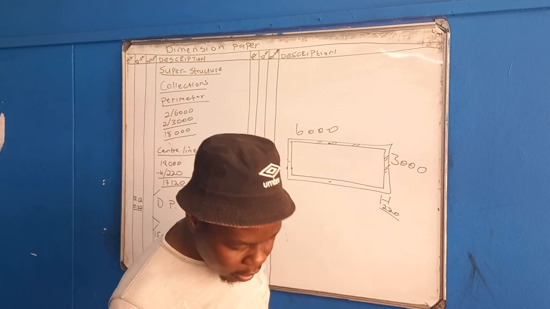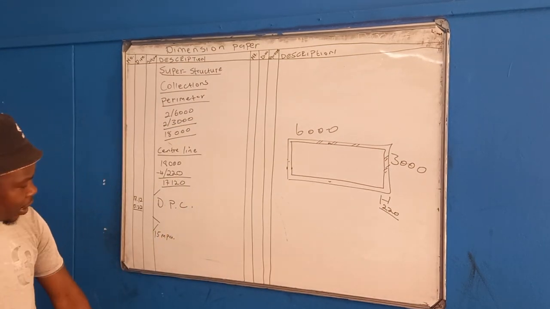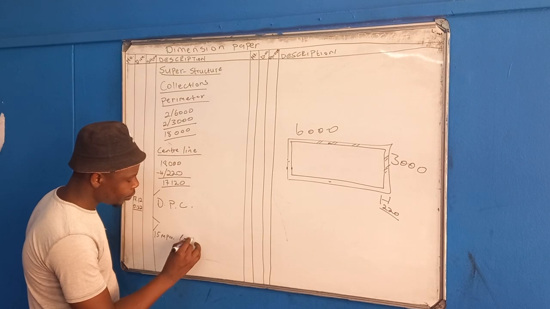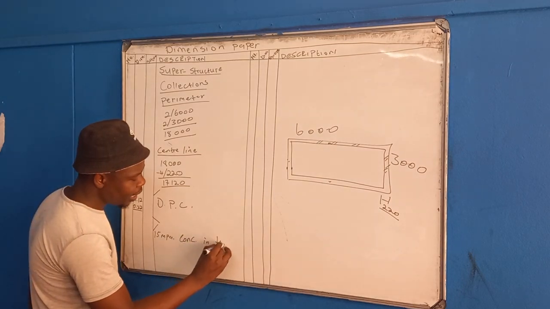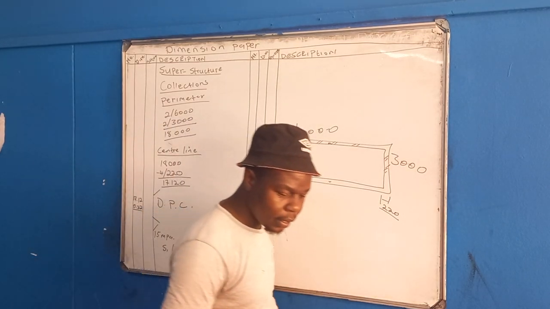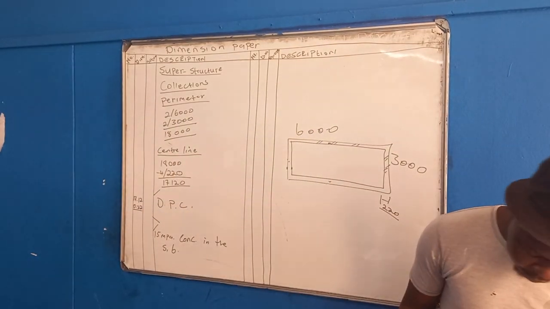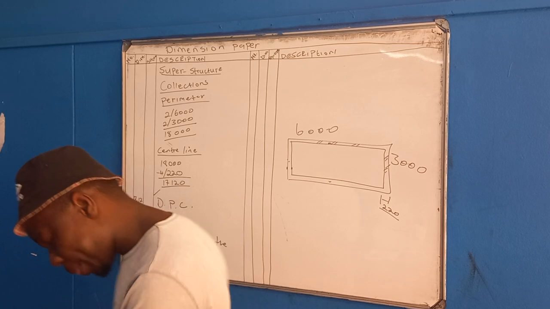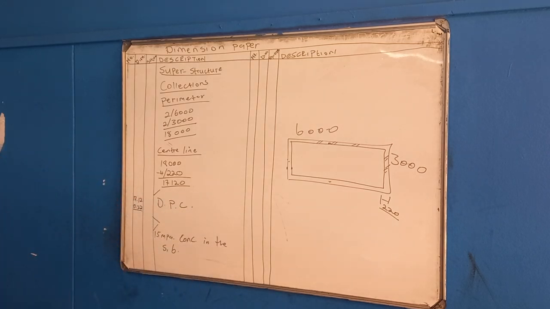15 MPa, what? Concrete materials. Okay, 15 MPa concrete in the surface bed. Concrete is measured in what? It's a volume, length times breadth times height, cubic meter.